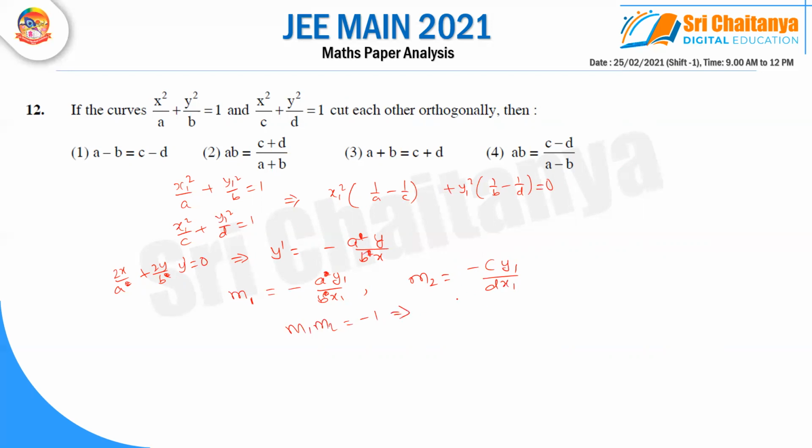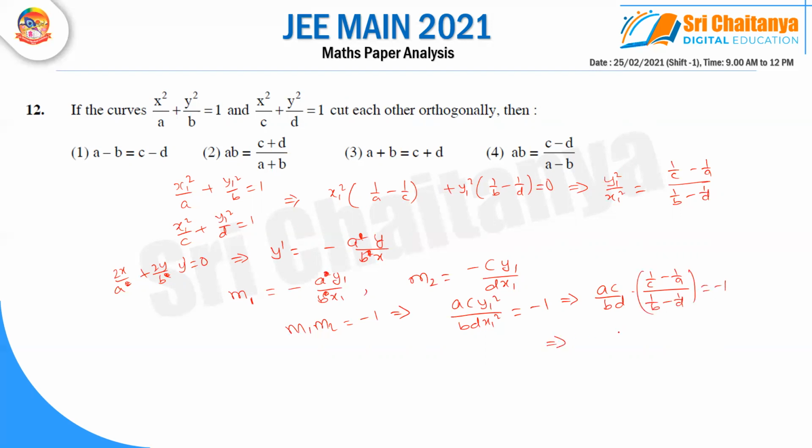So what will I get? I will be getting it as ac y1 square by bd x1 square equal to minus 1. So from here, you can see y1 square by x1 square term is visible over here. And here, what is y1 square by x1 square? It will be y1 square by x1 square is equal to 1 by c minus 1 by a by 1 by b minus 1 by d. So I will just substitute these values over here. So I will be getting ac by bd into, what is y1 square, 1 by c minus 1 by a by 1 by b minus 1 by d equal to minus 1.